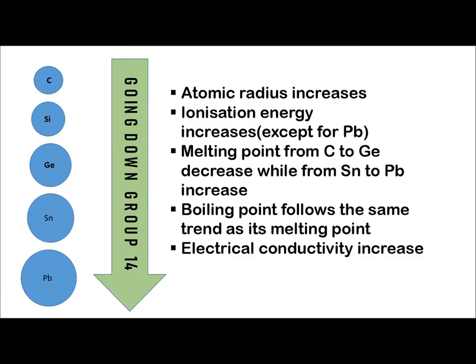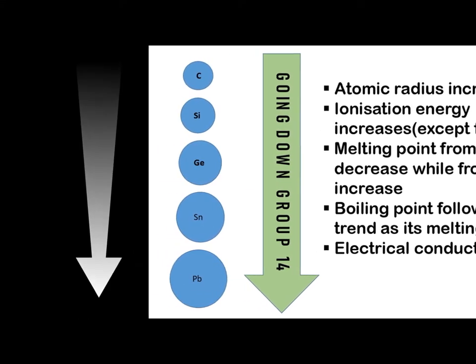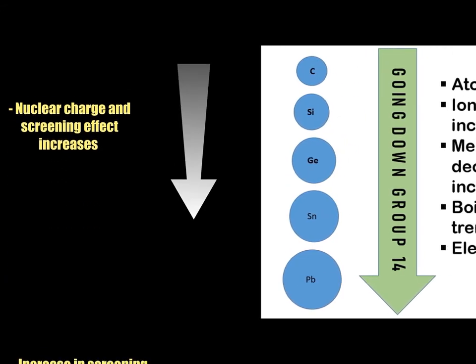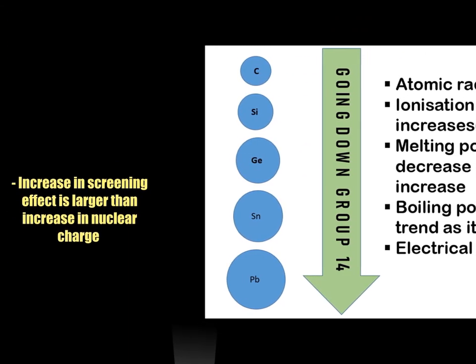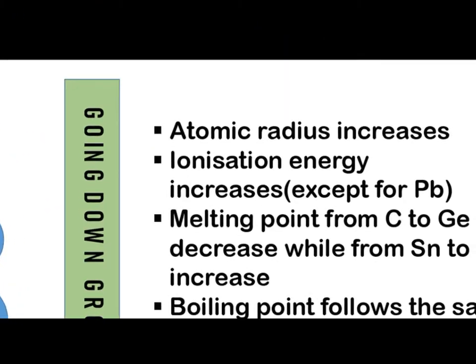Moving on to the physical properties in group 14. Going down the group, the nuclear charge increases as well as the screening effect, but the increase in screening effect is larger compared to the increase in nuclear charge. Therefore, the size of the atom increased.